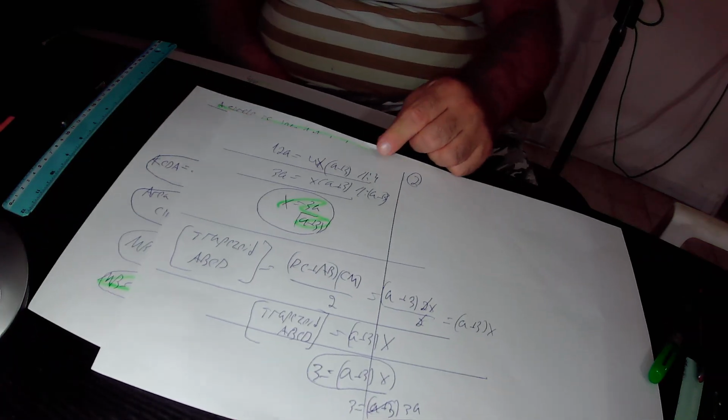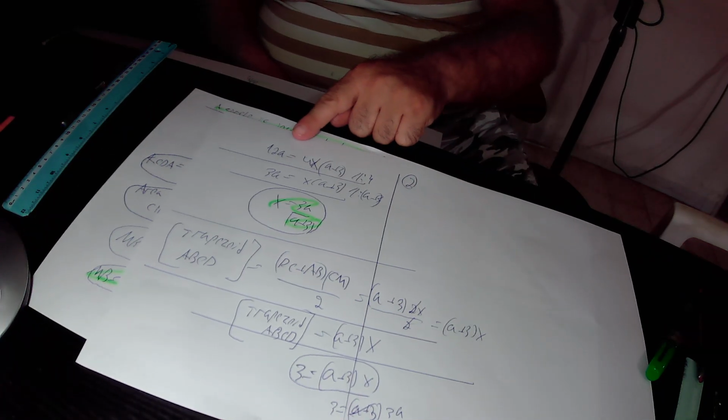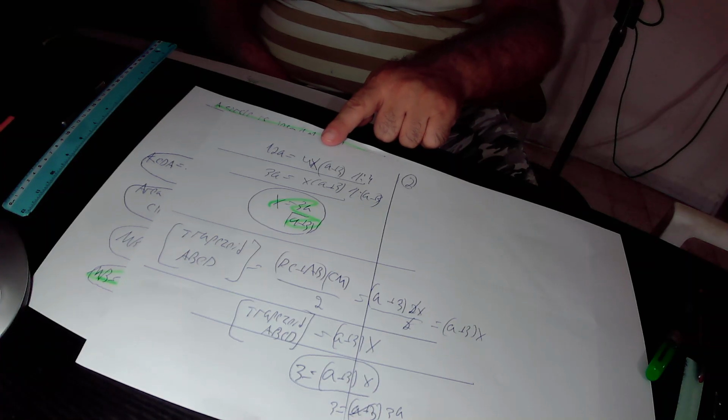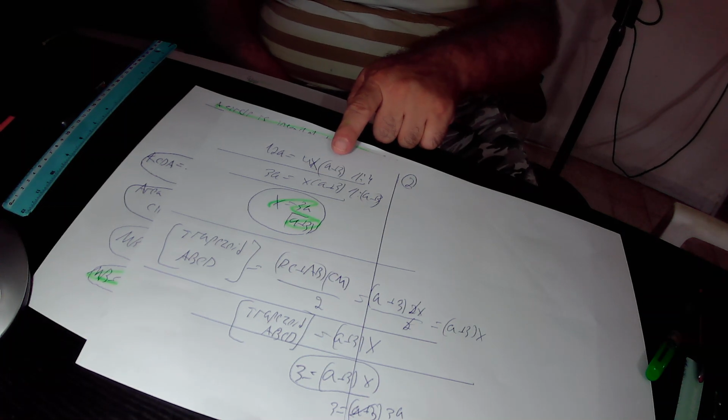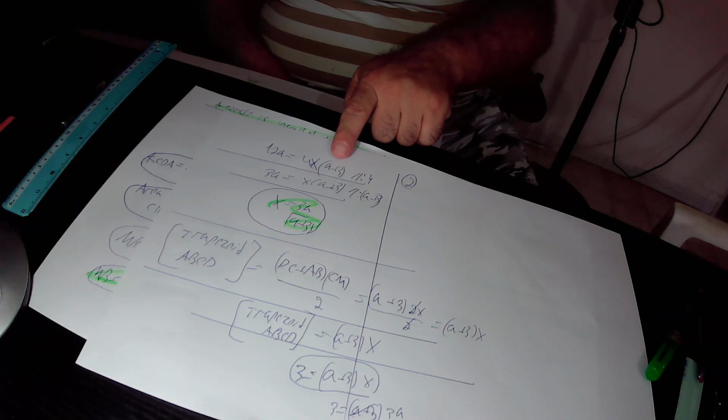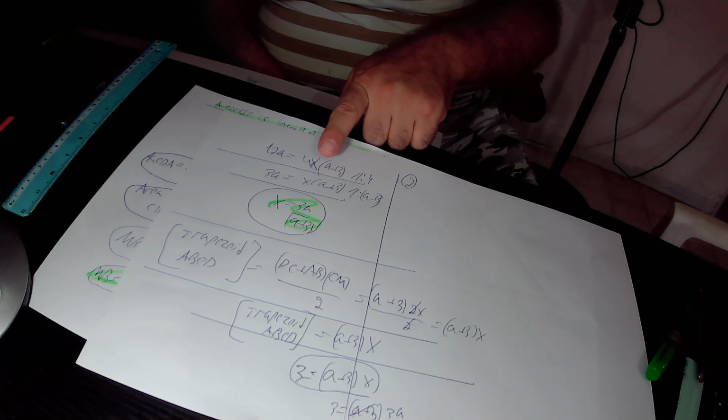Here we divided this equation by 4 and finally found out that 12A over 4 is 3A and 4x over 4 is x. So in total this expression equals x times A plus 3. So in total we found out that 3A equals x times A plus 3. Here we divided this equation by A plus 3 and finally found out that x equals 3A over A plus 3.